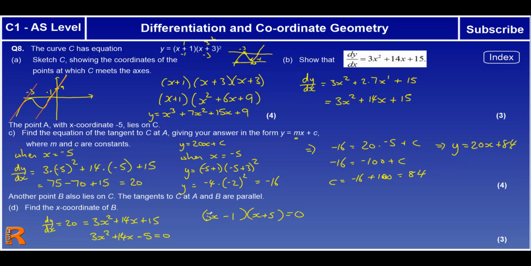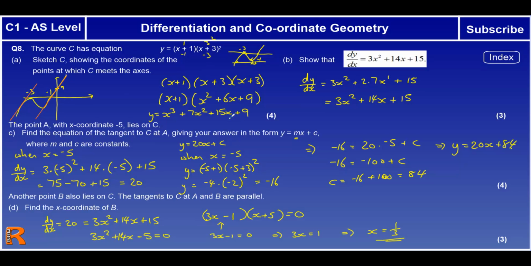Let's just check it works. 3x times x is 3x squared, minus 1 times 5 is minus 5, minus x plus 15x gives us 14x, so that works perfectly. And we want this one, so 3x minus 1 equals 0, so that tells us 3x equals 1, which also tells us that x equals 1/3. And there we have it, that's the x coordinate of B, the point where the tangent touches that's parallel to the other one.